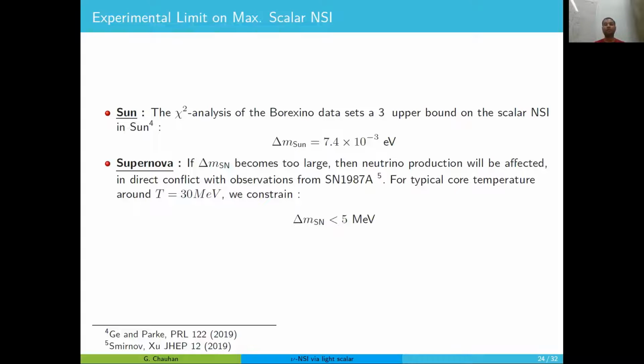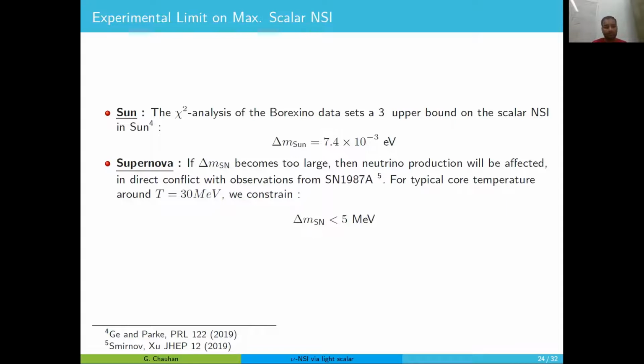But there are also bounds on the experimental value of the maximum scalar NSI that can be produced, like the maximum size of these medium masses of the neutrinos. So there is a bound from the analysis of the solar neutrino data, which comes from a chi-square analysis of the Borexino data, which sets a 3 sigma upper bound that the scalar NSI in the Sun cannot be greater than this 7.4 milli electron volt level.